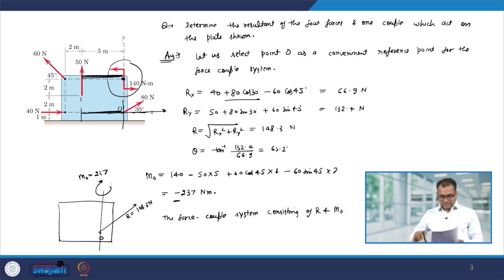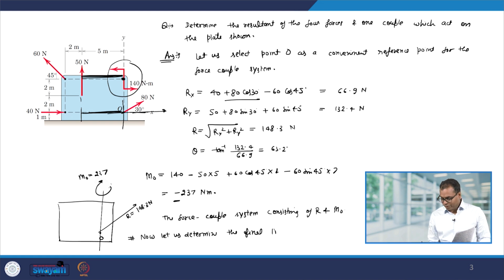Now, let us determine the final line of action of capital R such that R alone represents the original system.